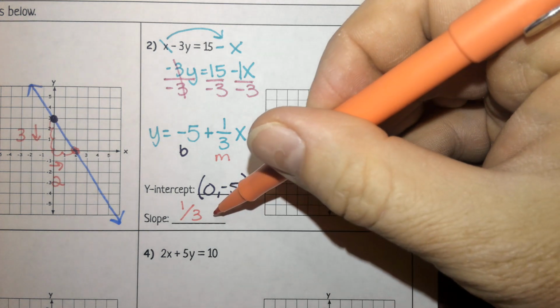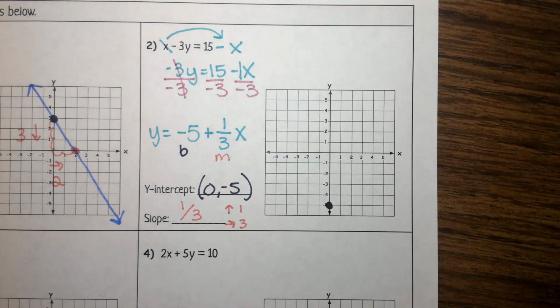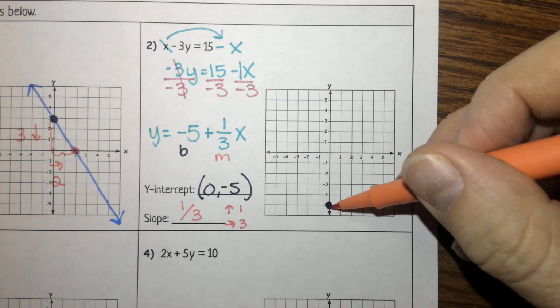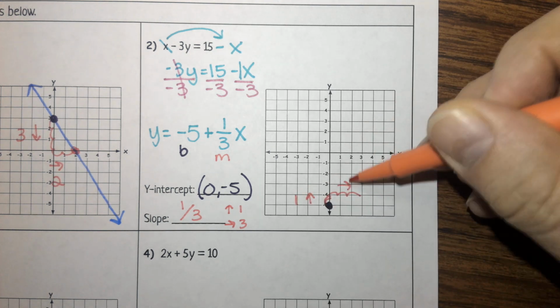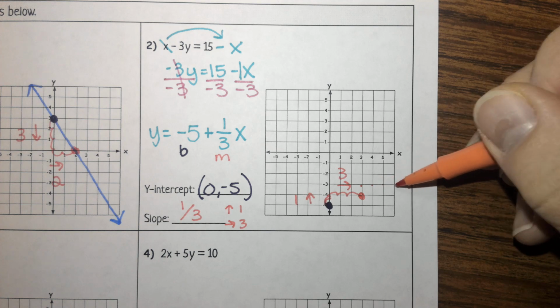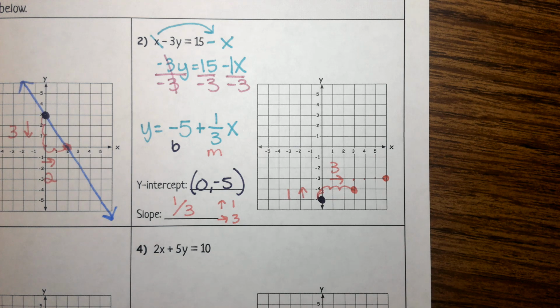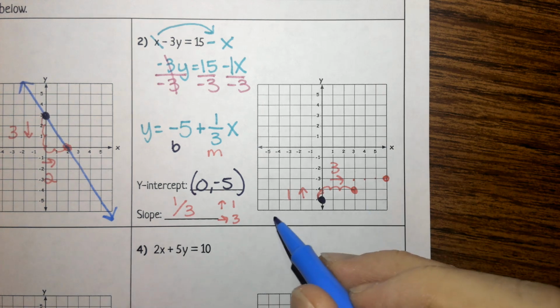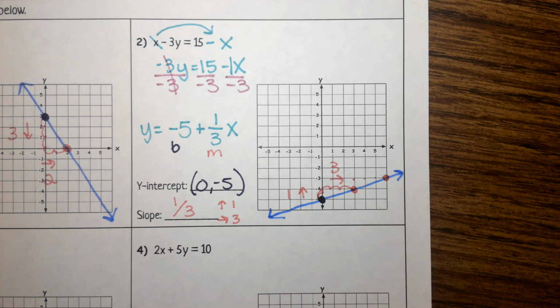And now I use my slope. Because my slope is positive, I'm going to go up 1 and then right 3 from this point. So I go up 1 and then right 1, 2, 3, and put a point. And I can keep going: up 1, right 1, 2, 3, put a point. So again, as many points as you need, but you only really need 2. Once I have those points, I simply connect the dots and I have my line. And I'm done graphing. And that was number 2.